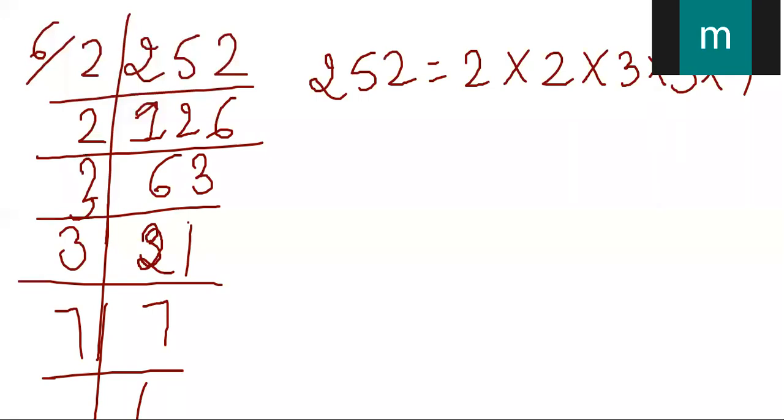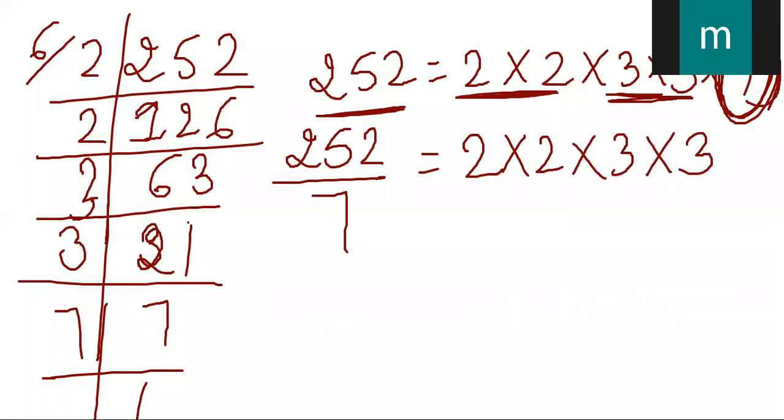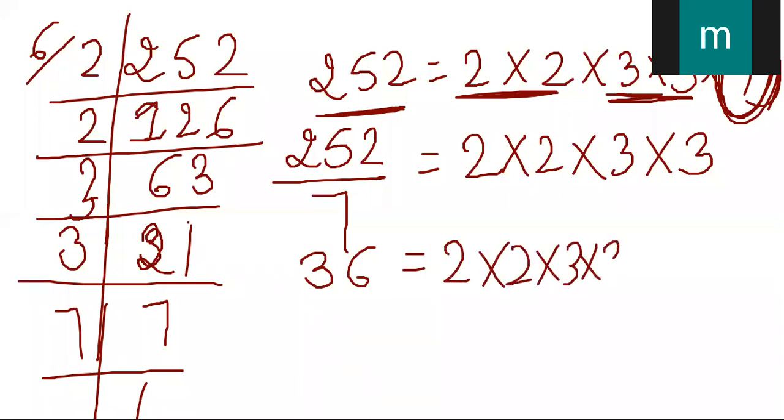Okay. So by which number should this number be divided? It should be divided by 7 because 7 is alone. It's not forming a pair. 2 is in a pair, 3 is in a pair, 7 is not in a pair. We will say that this number should be divided by 7. So 252, if it is divided by 7, then what will be left here? Only 2 into 2 into 3 into 3, which is equal to 36. Right? That is, 36 is equal to 2 into 2 into 3 into 3.